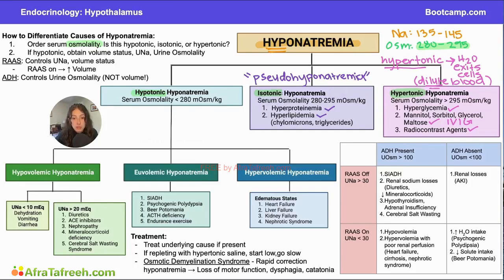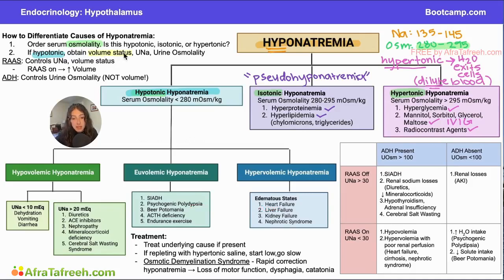Okay, so if you order a serum osmolality and you get an isotonic or a hypertonic reading, that's great. It's really useful. You're very close to being done with your diagnosis. However, if you get an osmolality and the reading comes back as hypotonic, it gets a little bit more complicated, as you can see from all of these different branches coming off of your diagram. So if we order a serum osmolality and it comes back hypotonic, we're going to have to use a couple extra steps to determine what is causing this hyponatremia.